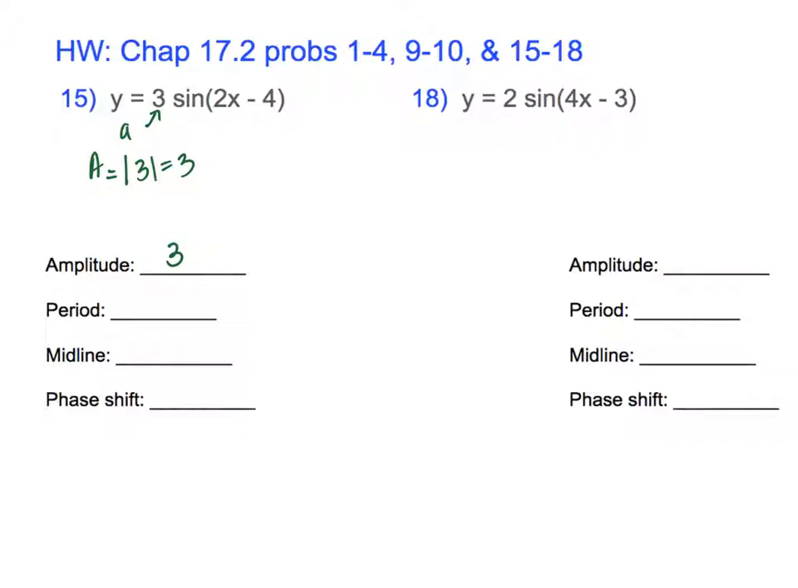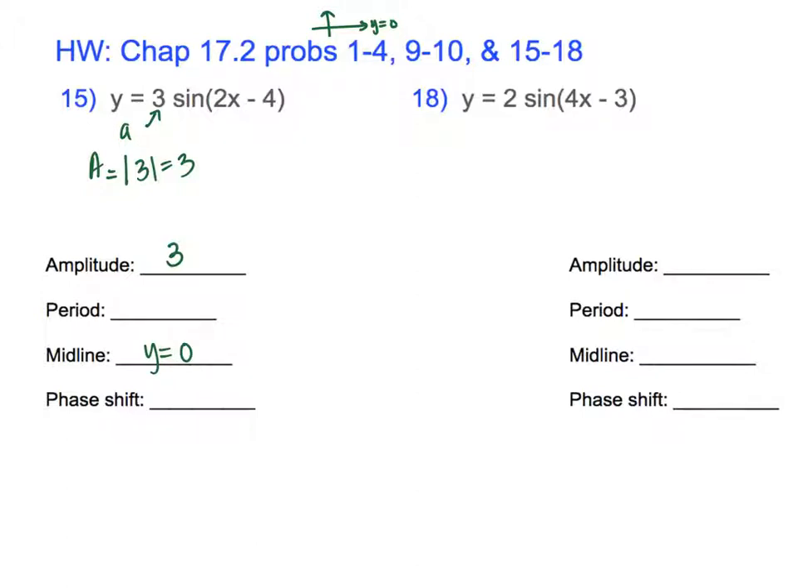Now, also keep in mind the midline. There is no vertical shift here, right? Because here's the trig function, and notice there's not a plus or minus sign outside of it. So that tells me there is no vertical shift. If there's no vertical shift, the graph is still going to sit on the x-axis, where y equals 0. So my midline is at y equals 0.